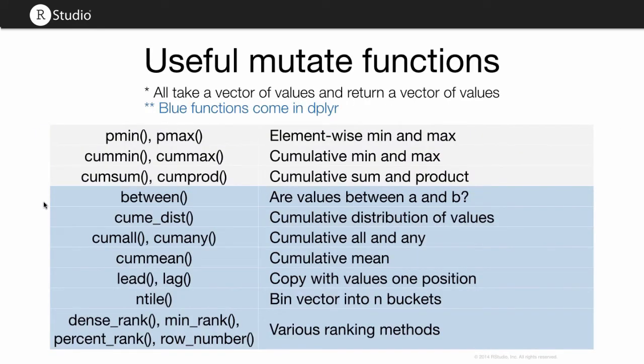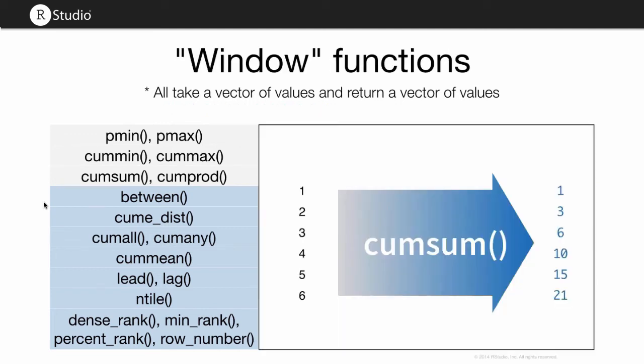There are a lot of functions that are useful to use with mutate to make new variables. This is a short list of them. This list, by the way, also appears on that cheat sheet you can download from the RStudio website. And each of these functions has something in common. They all take a vector and return a vector of the same length.